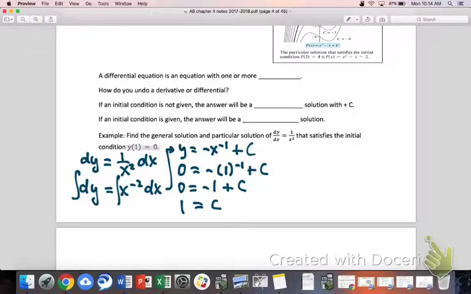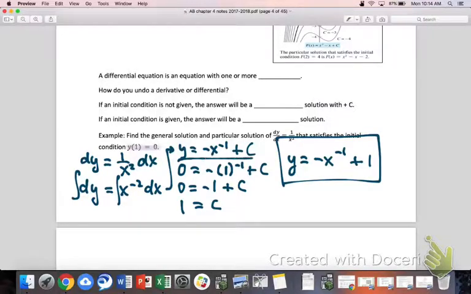So then you could write your final particular solution by writing y equals negative x to the negative 1 plus 1. So that right there would be your particular solution, whereas that right there was your general solution. Okay, how'd that go? Some of you guys I know went ahead and tried the particular solution. Did it go okay? As long as you interpret the y of 1 equals 0 part correctly, it should go pretty well.